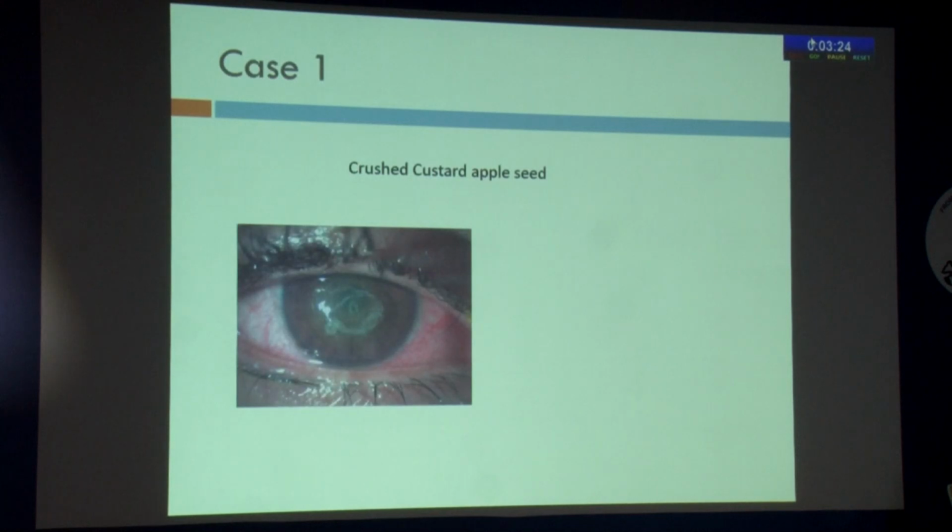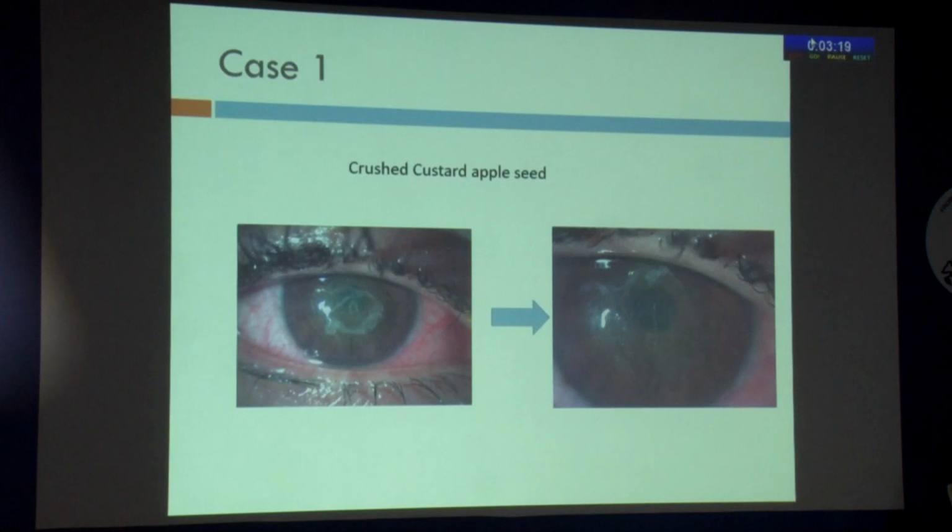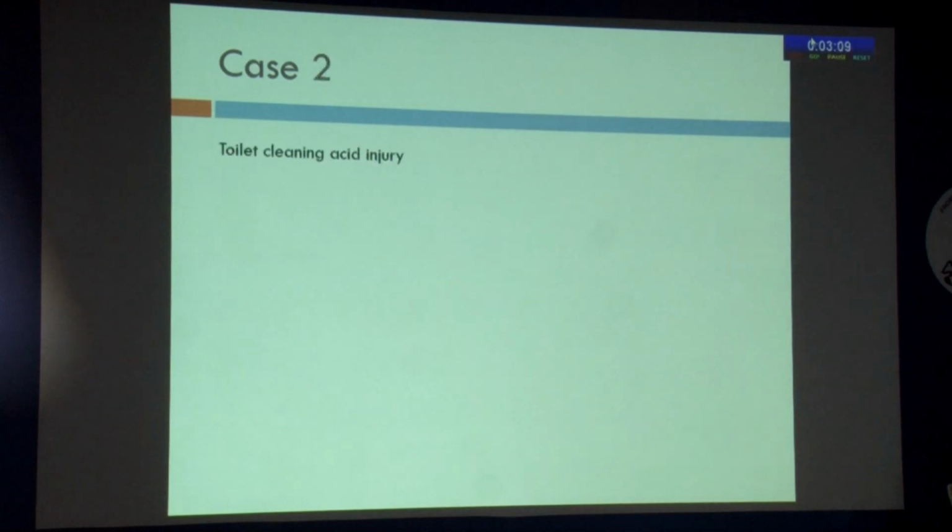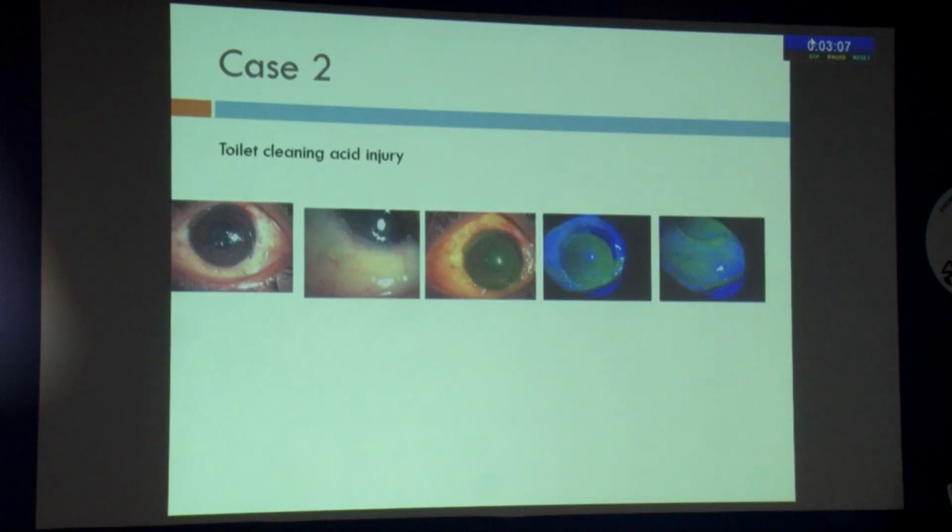So these are just a few cases. Funny cases can come to you. This was a female who had applied crushed custard apple seeds in her hair for her hair treatment and ended up with epithelial defect and sloughing. It is important that you debride the sloughed epithelium before you start medical therapy.